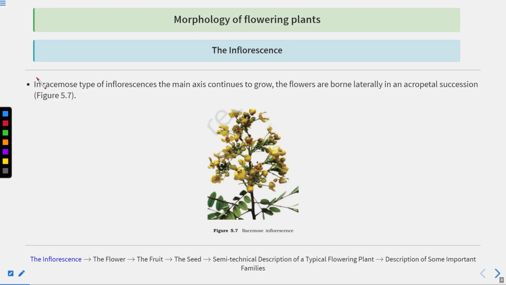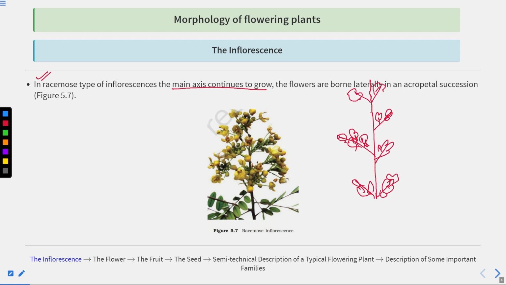So here it is the racemose type of inflorescence. The main axis continues to grow. Suppose this is the main axis. It continues to grow, and the lateral branches give out flowers. These are the flowers, as you can see in the figure also. Numerous flowers come out from this, but it keeps growing, and laterally it gives out new flowers. So the main axis continues to grow.